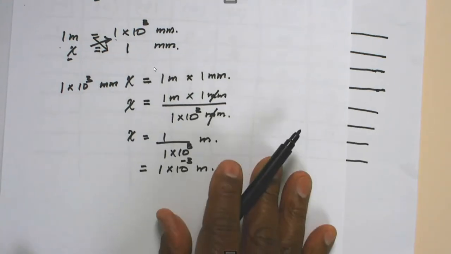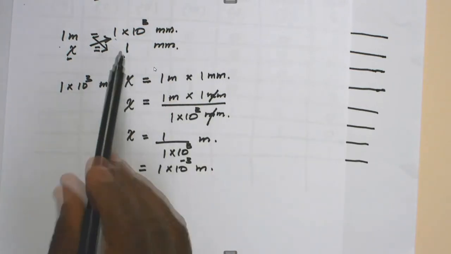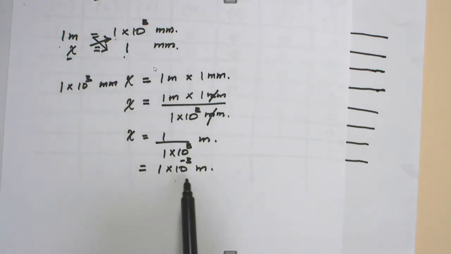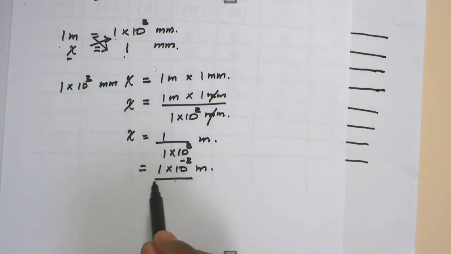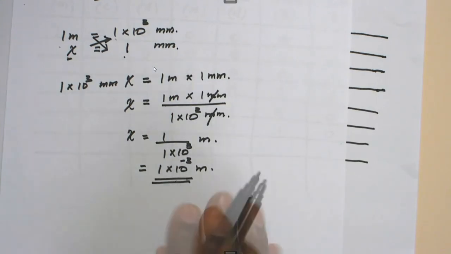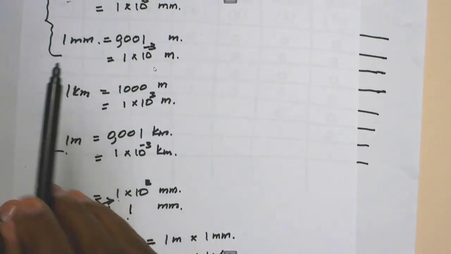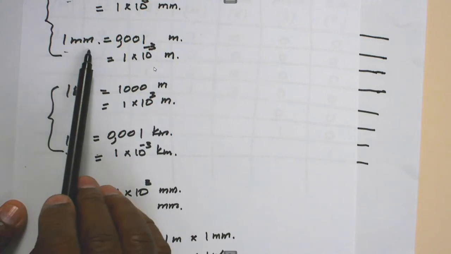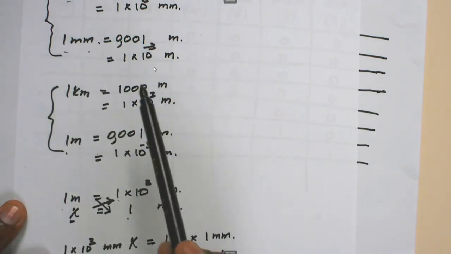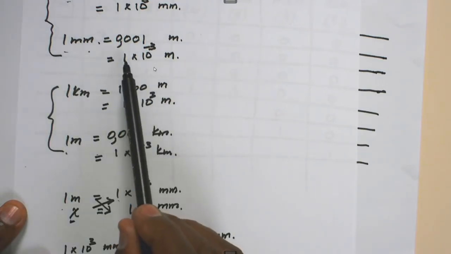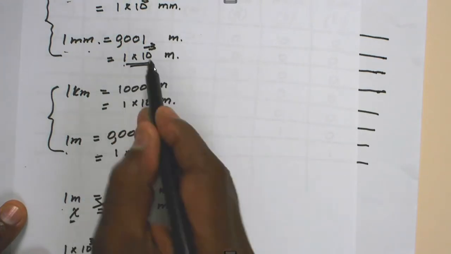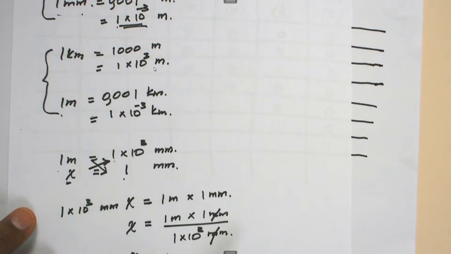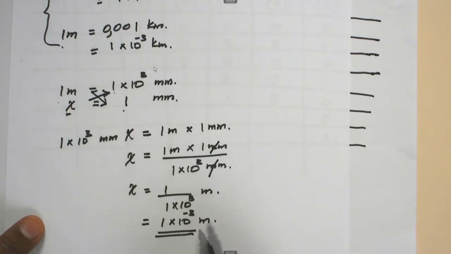So what can we say? 1 millimeter is equal to 1 times 10 to the power minus 3 meters. Now let's just check if what we are saying is true. Remember, using the table, we said that 1 millimeter is equal to 1 times 10 to the power minus 3 meters. So you can see that these two answers are the same.